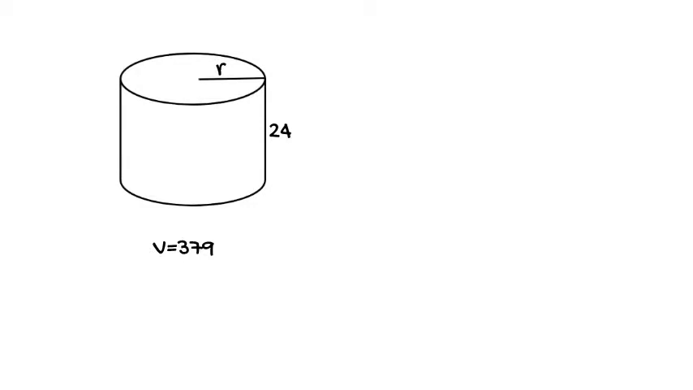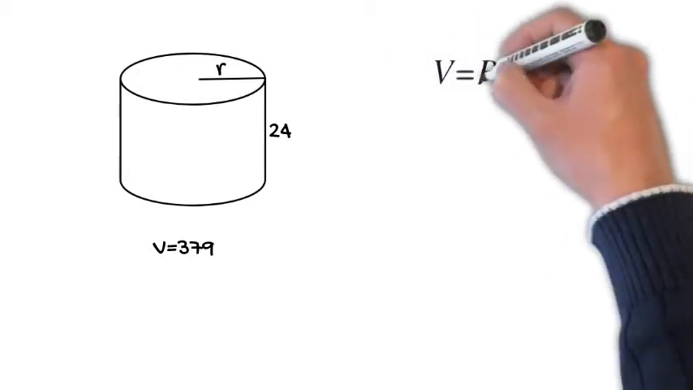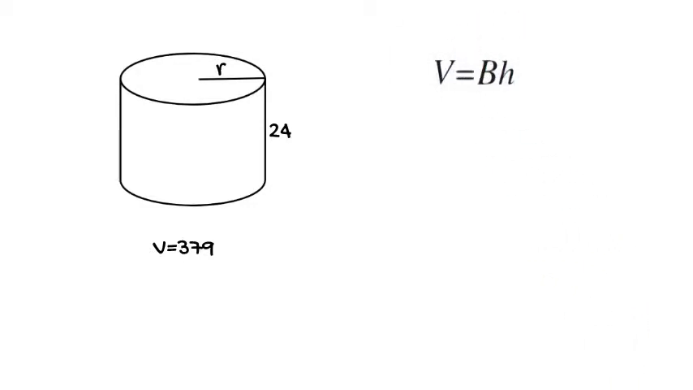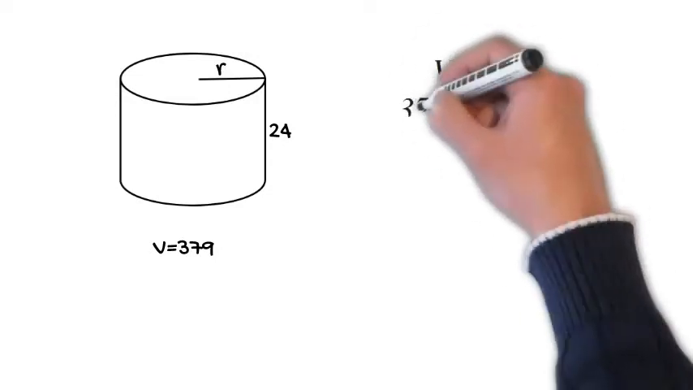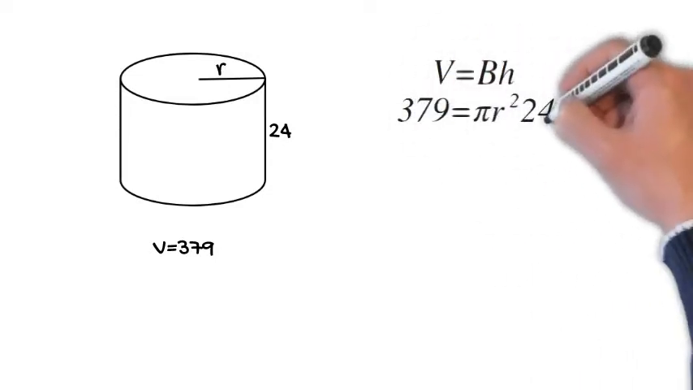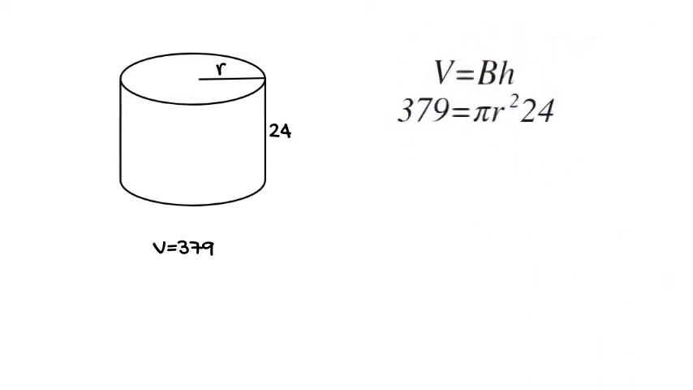Since this is a cylinder, we need to use the formula volume equals base times height. Now we know the volume is 379 and the base is pi r squared and the height is 24. So we replace those with the appropriate values in the original formula.